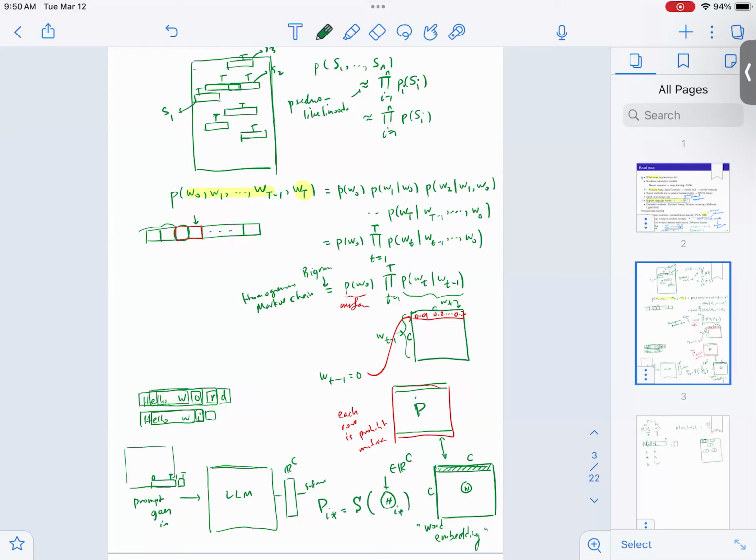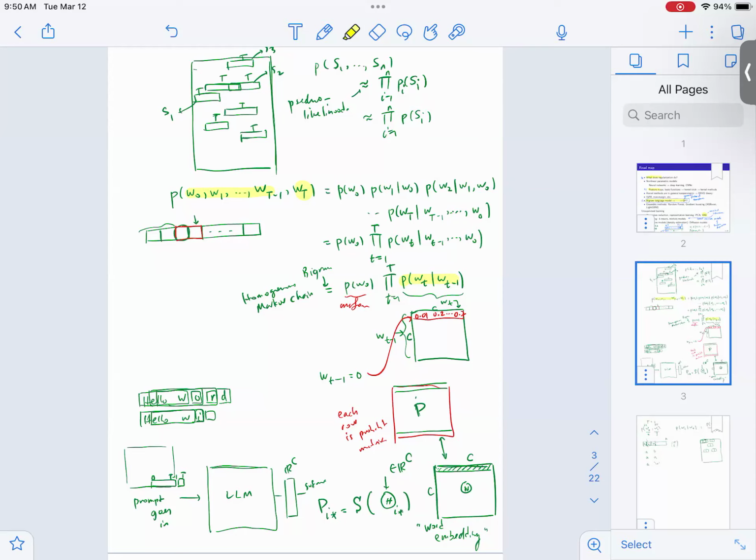If I treat these as Markov, imposing a Markov condition, given the previous word, the rest of the words do not matter. So given this one, all the other ones are independent of it, so I can drop them. And so this would be the probability of W_t given W_{t-1}.